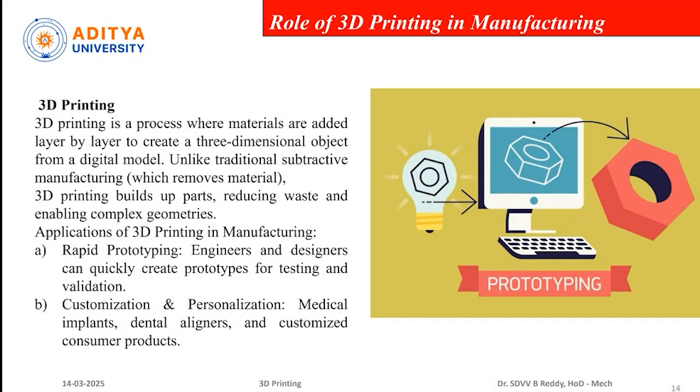Now, the role of 3D printing in manufacturing. What is the role of 3D printing in manufacturing? Here, 3D printing is a process where materials are added layer by layer to create a three-dimensional object from a digital model. If you observe the prototyping here, I need this type of diagram. I'm thinking whether it is a nut or bolt, whatever it will be. Now you are showing which type of replica is available. That is what I'm thinking.